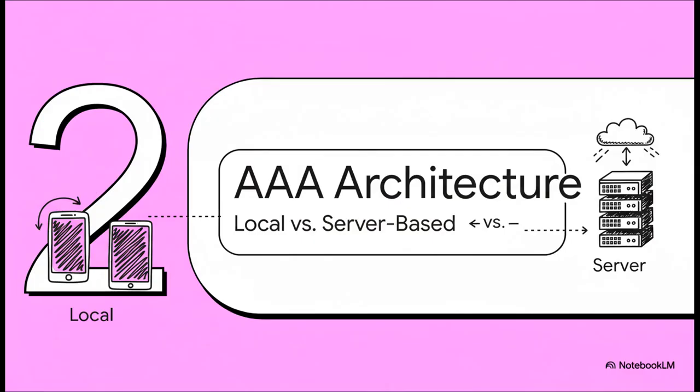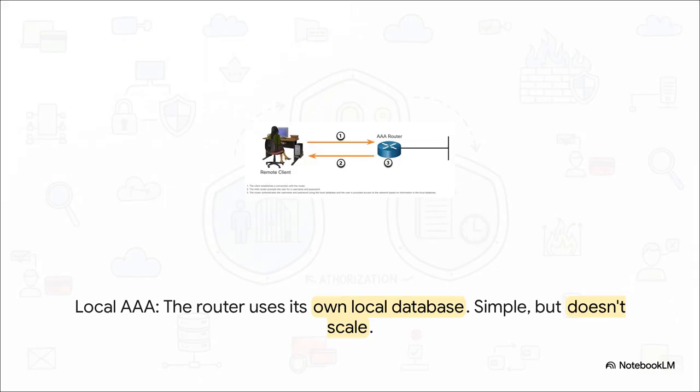So we get the concept, but how does this actually work in the real world? Well, there are two main ways to set this up. You can do it locally, right there on the device itself, or you can use a centralized server. First, let's look at local AAA. As you can see here, the user connects straight to the router, and the router checks its own internal user database to see if they're allowed in. It's super simple for one device in a lab, but it brings back all those scaling problems we talked about. It's just not practical for a real network.